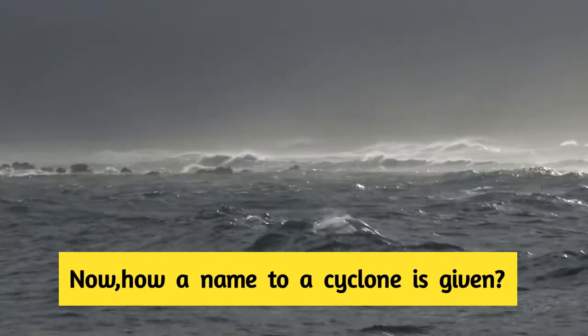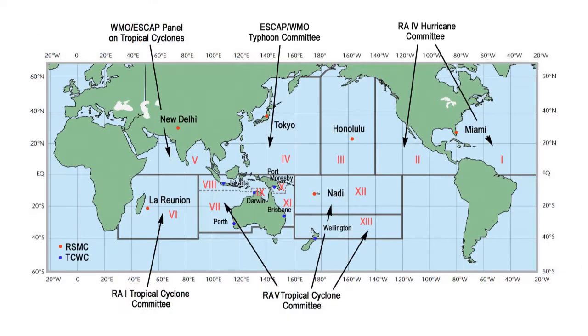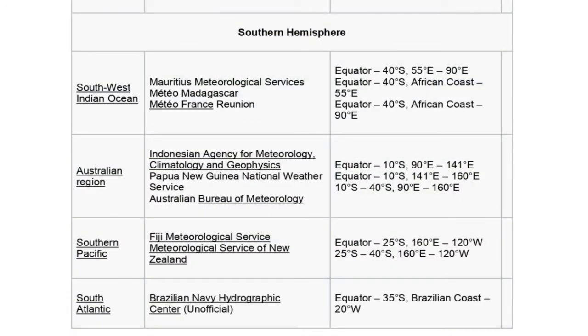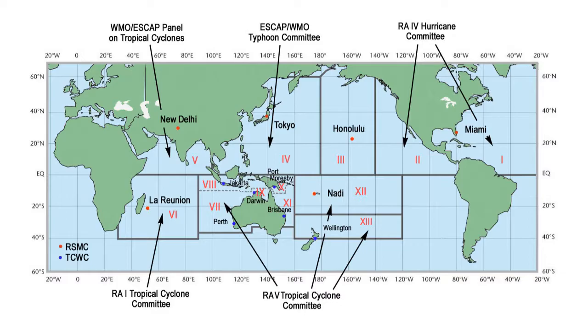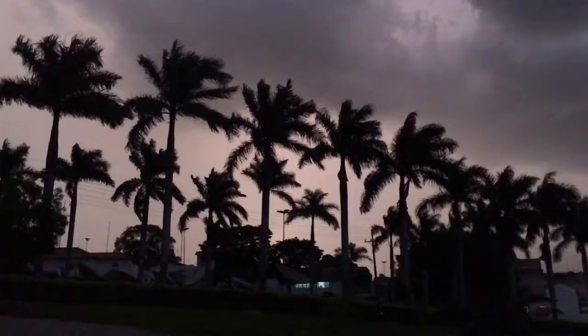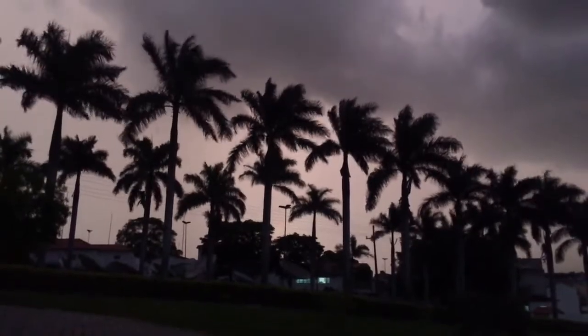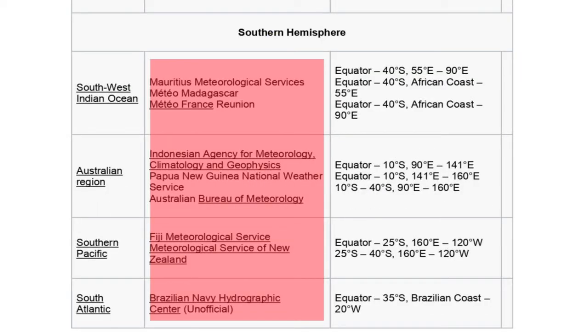Now coming to the naming of a cyclone, the World Meteorological Department has divided the tropical region into different zones on the basis of latitudes and longitudes. And what are these latitudes and longitudes? The horizontal lines are called latitudes and the vertical lines are longitudes. The division of the tropical region was done such that the responsibility of naming a cyclone formed in a region lies with the meteorological departments and cyclone warning centers located in that region.